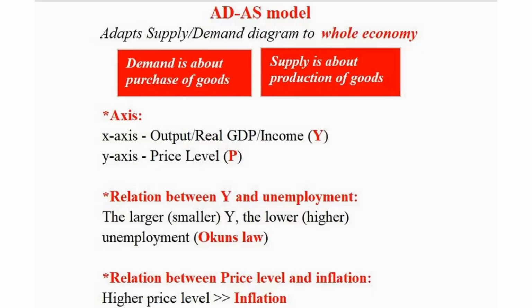Let's discuss the AD-AS model now, which adapts the demand and supply diagram to the whole economy, where we know demand is about purchase of goods and supply is about production of goods. Now, in our AD-AS model, the x-axis represents output, real GDP or income, where Okun's law shows us the empirical inverse relationship between output and unemployment, and the y-axis represents the price level, where we know a higher price level represents inflation.